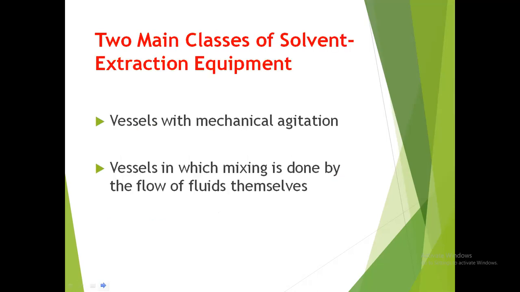Now, there are two main classes of solvent extraction equipment. We have a very simple vessel with some form of mechanical agitation that could separate the components. Another one, we can have vessels in which mixing is done by the flow of fluids themselves. Oftentimes we're using the second one, wherein the mixing of the fluids is due to their velocities. The fluids that I'm referring to here are your feed and your solvent.